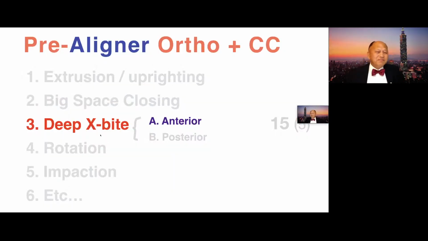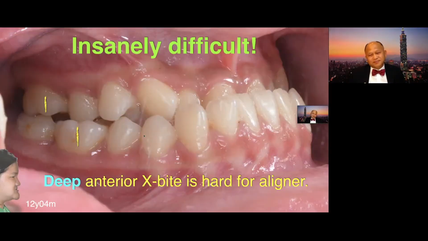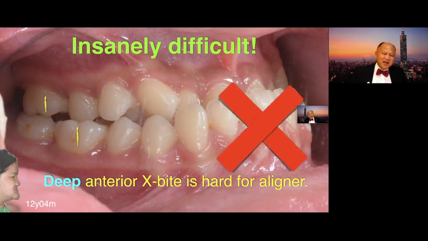If I have a deep crossbite, a unilateral crossbite, and deep anterior bite like this, wow, how do you fix this? Deep anterior crossbite, very hard for aligner. And this case, I think, is insanely difficult. So I don't want to talk about this case today. Let me find another case, easier.